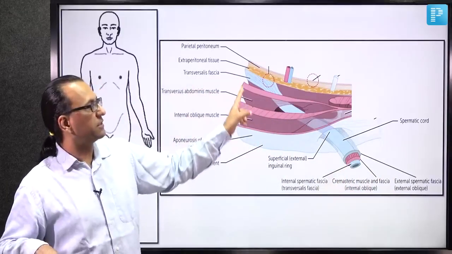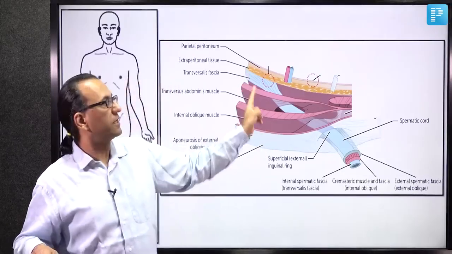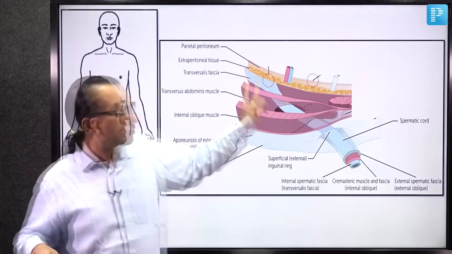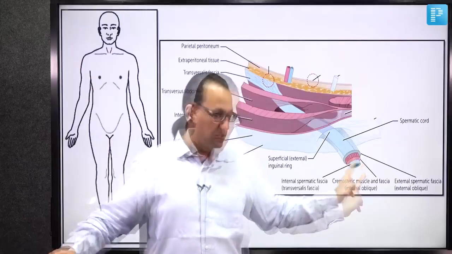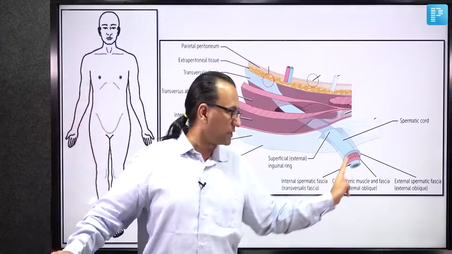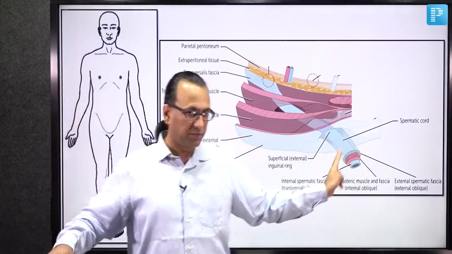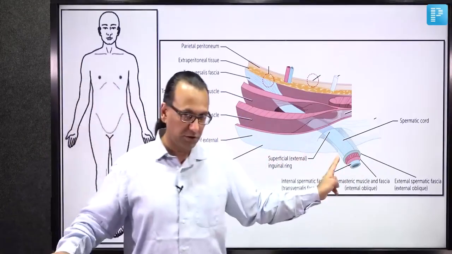Whereas the transverse abdominis muscle, which is deeper, does not contribute anything to the spermatic cord. It is the transversalis fascia which contributes to the internal spermatic fascia. So there is the internal spermatic fascia, which comes from the transversalis fascia. Then there is the cremaster muscle and cremasteric fascia, which came from the internal oblique muscle. And then there is the external spermatic fascia, which came from the external oblique aponeurosis.